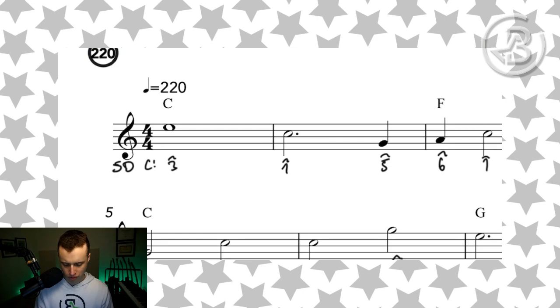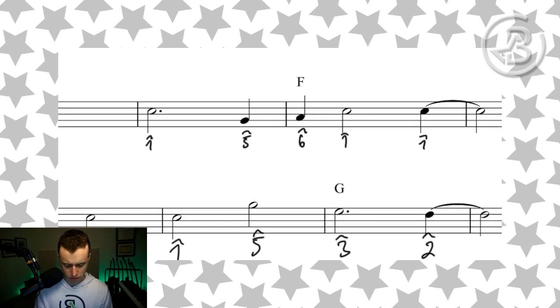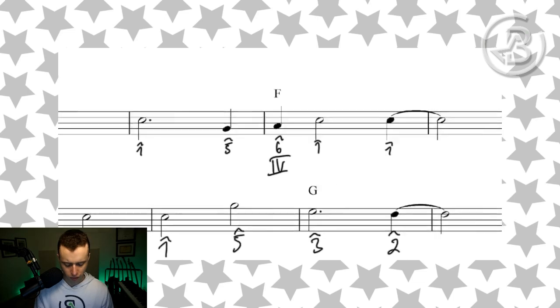Well, let's do our Roman numerals. I'm going to write our key. 1, 4.